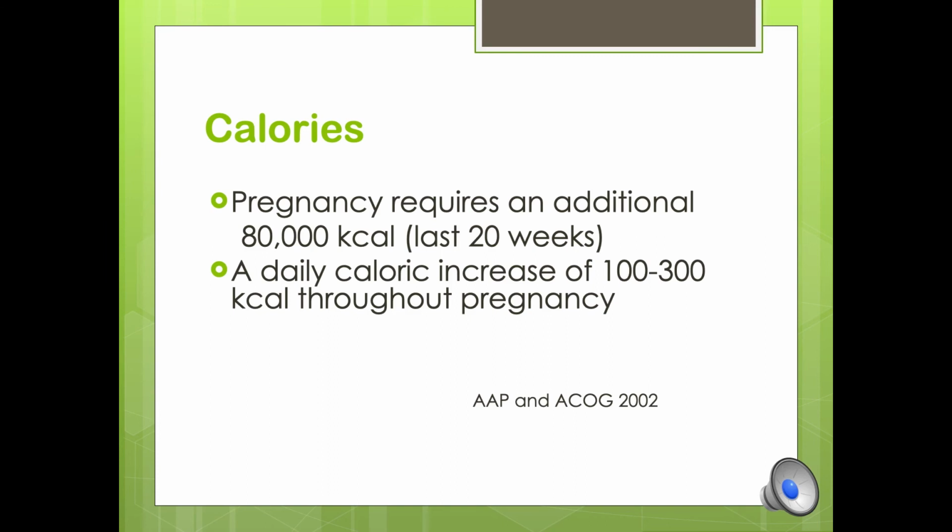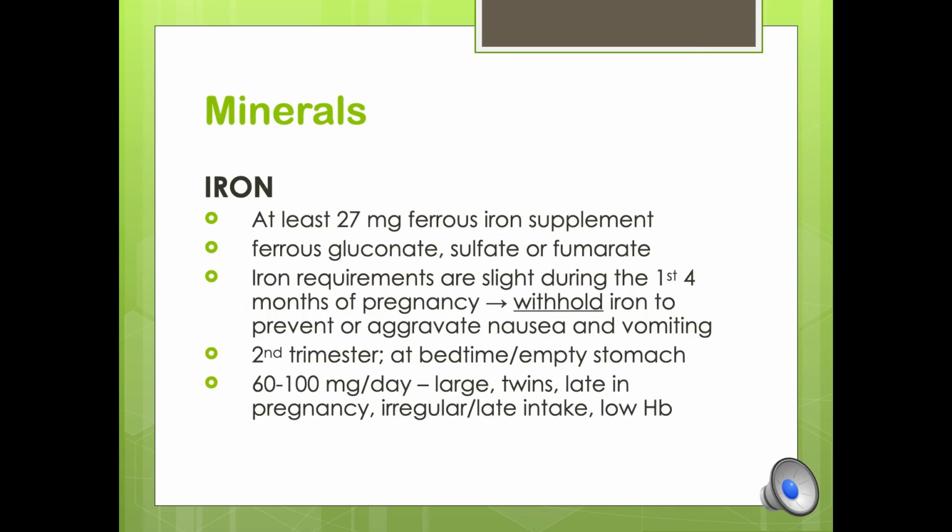Pregnancy requires an additional 80,000 kilocalories, mostly during the last 20 weeks of gestation. To meet this demand, a caloric increase of 100 to 300 kilocalories is recommended during pregnancy, in an incremental pattern as pregnancy progresses. With the exception of iron and iodine, practically all diets that supply sufficient calories for appropriate weight gain will contain enough minerals to prevent deficiency.